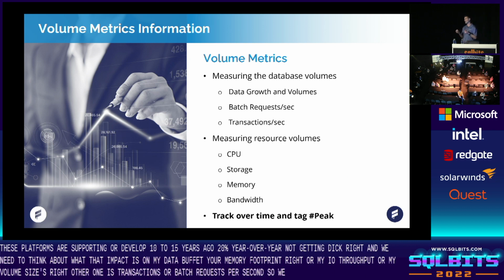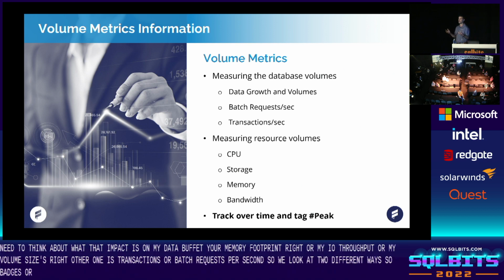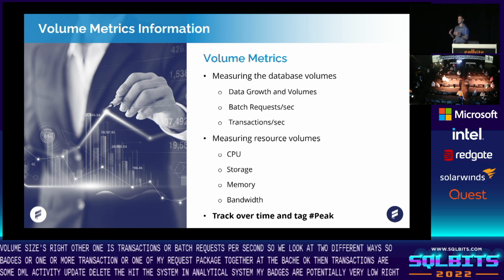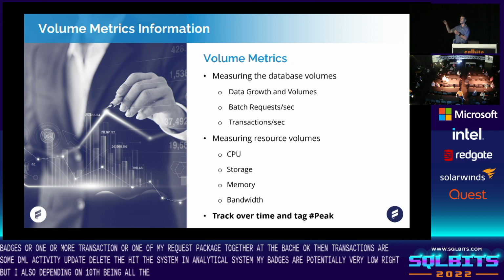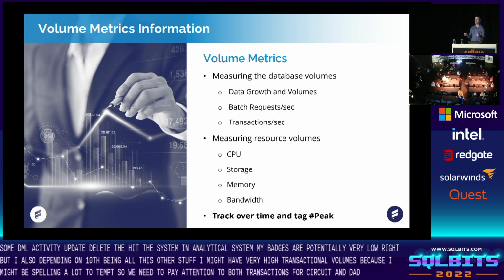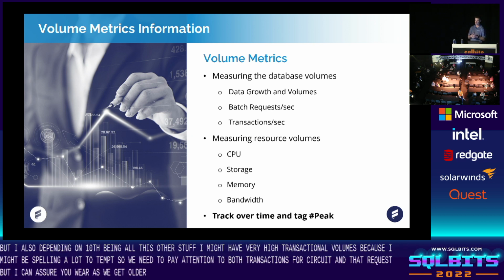So we look at it 2 different ways. Batches are one or more transactions or requests packaged together. That's a batch. Then transactions are some DML activity, insert, update, delete, that hits the system. If I'm an analytical system, my batches are potentially very low, right? But depending on TempDB and all this other stuff, I might have very high transactional volumes because I might be spilling a lot to temp. So we need to pay attention to both transactions per second and batch requests per second. I'm going to show you where we get a lot of this data in a second.